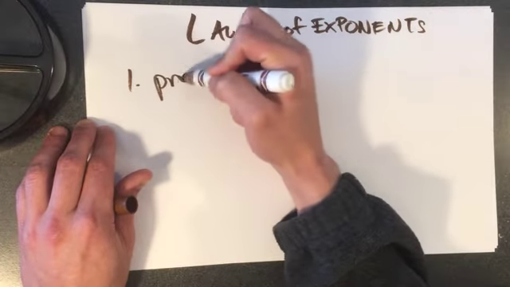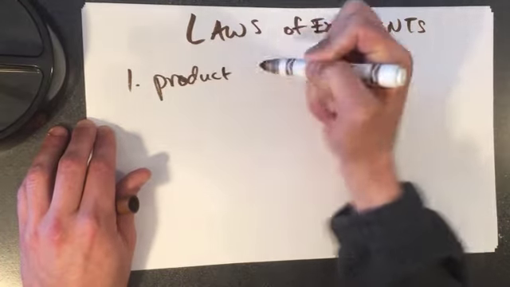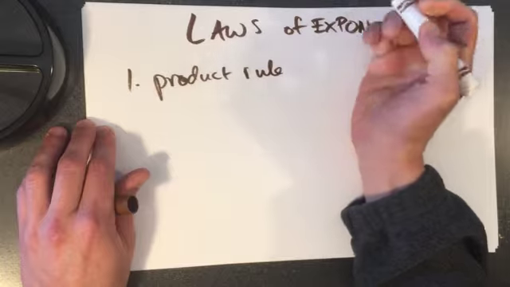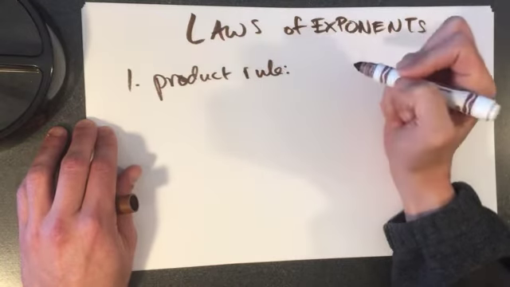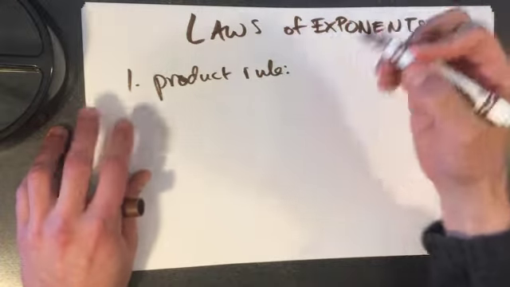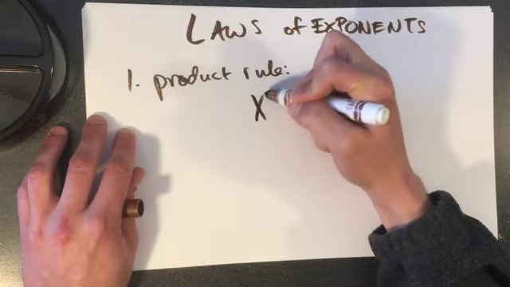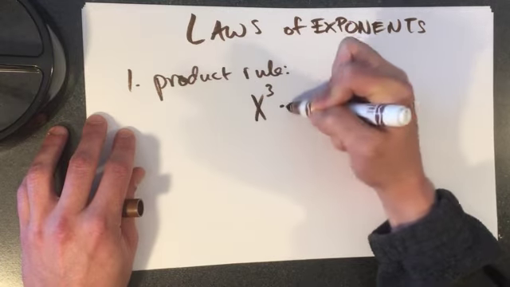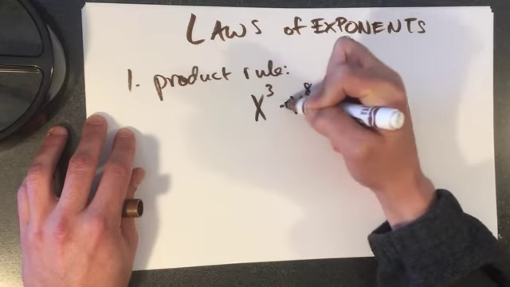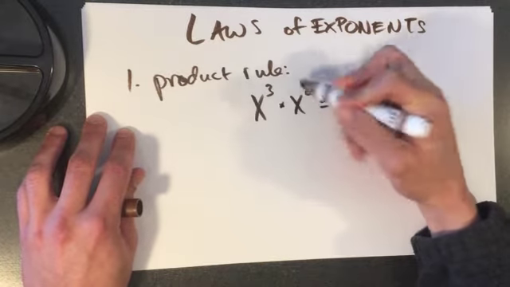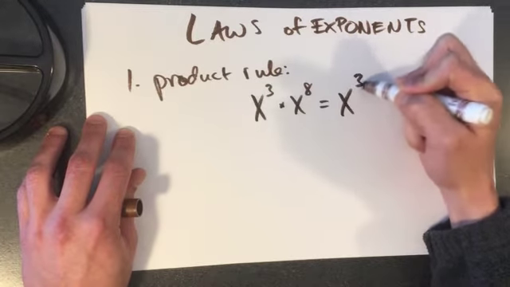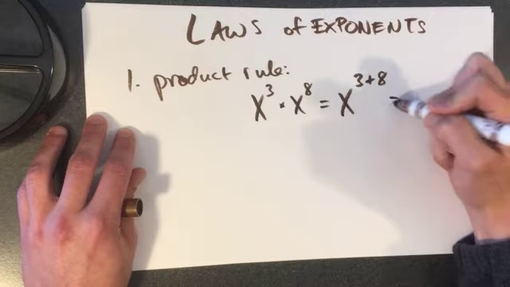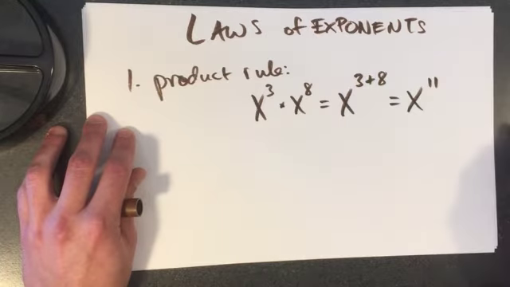It's called the product rule, or property, or law, whatever you want to call it. So this just states that if we have x to the third times x to the eighth here, we're just going to simply add those exponents. It becomes x to the 3 plus 8. We all know that as x to the 11th.